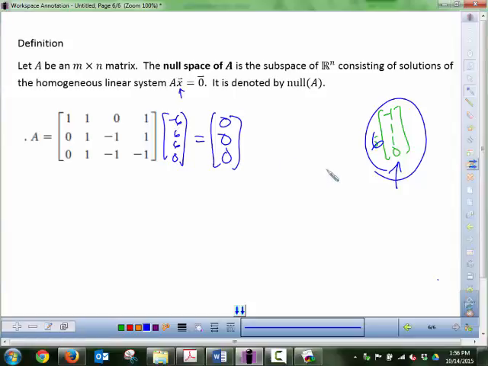It would have been more interesting if our null space was not just one-dimensional, but if it was two-dimensional, three-dimensional, or something like that. But it's the same idea.